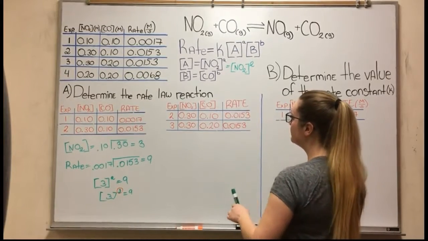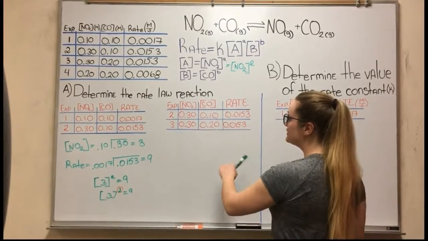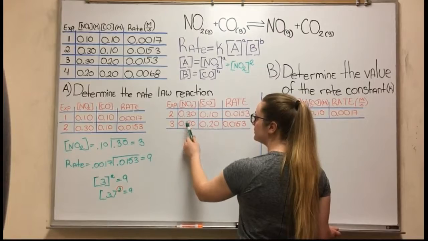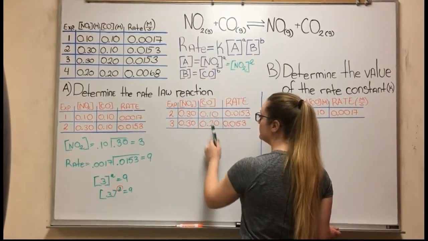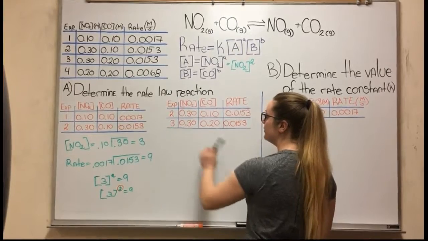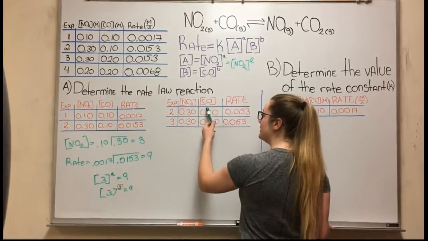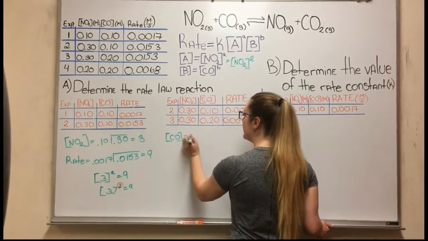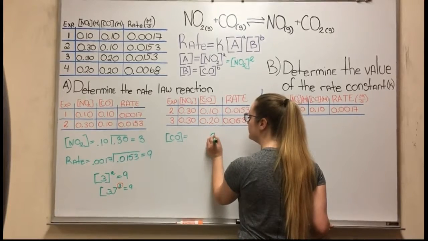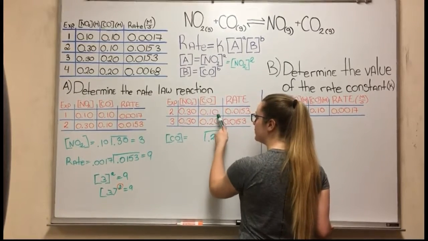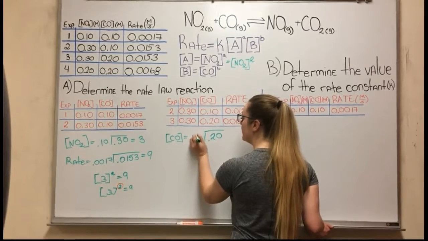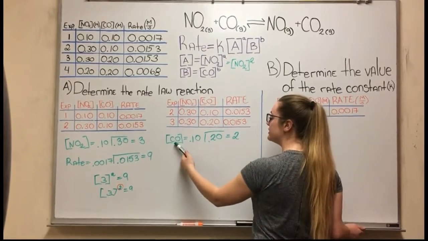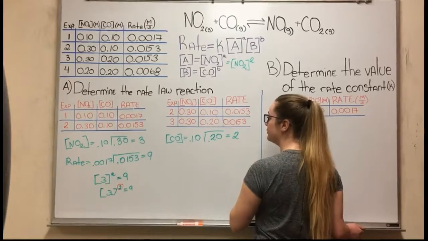To find the rate law of CO, you're going to look at the same things, but you're going to look at experiments where NO2 stays the same and CO changes. I picked experiments 2 and 3. Again, you're going to look at the change in concentration of CO by dividing your second experiment, which is 0.20, by your first experiment, which is 0.10, which will give you a factor of 2. So your concentration of CO is increasing by a factor of 2.